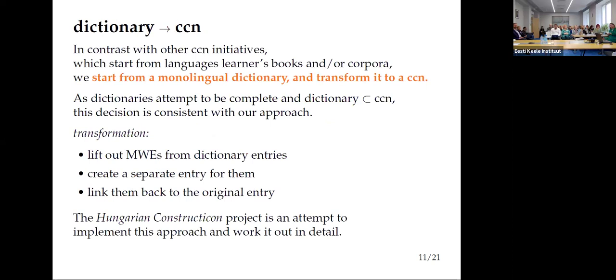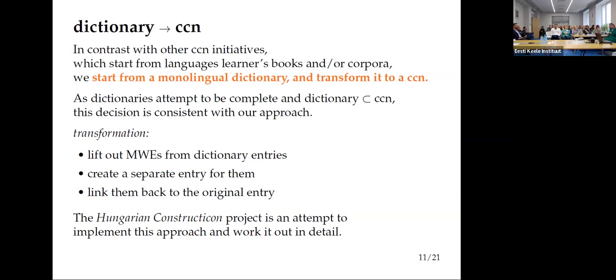In contrast with other initiatives which start from learners' books or corpora or FrameNet, we start from a monolingual dictionary and transform it into a constructicon. This is a good approach, because dictionaries also want to cover everything about the whole language. And because they are a subset of a constructicon, this approach will be sound.